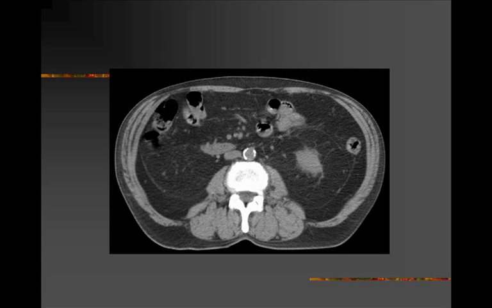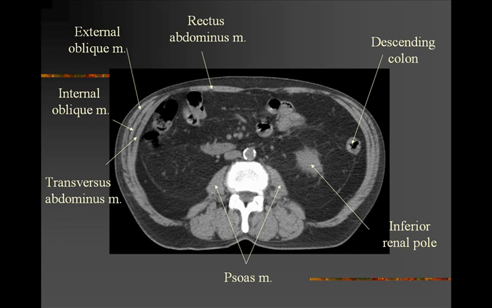Going a level below or inferior to the previous section, we have this CT scan which shows some important structures as well. The muscular wall of the abdomen, consisting of the external oblique, the internal oblique, and the transversus abdominis muscles are seen clearly on the right and on the left side. We find portions of the descending colon and other parts of the bowel, and we find the psoas muscle sitting on either side of the vertebra.